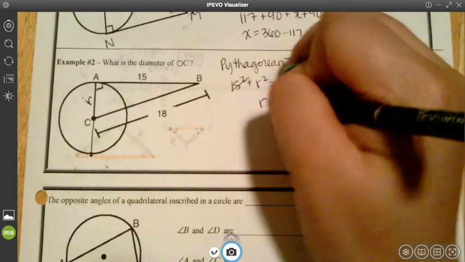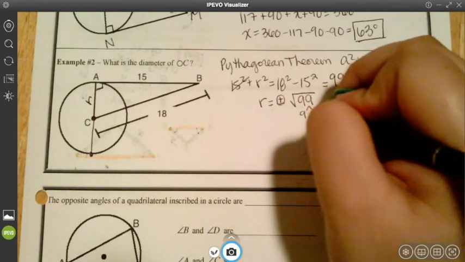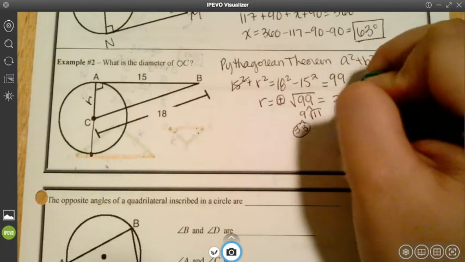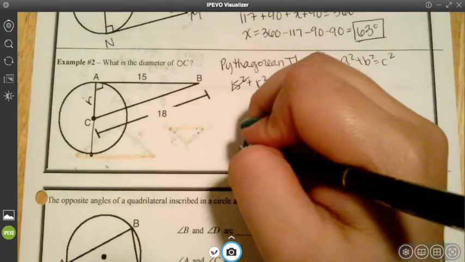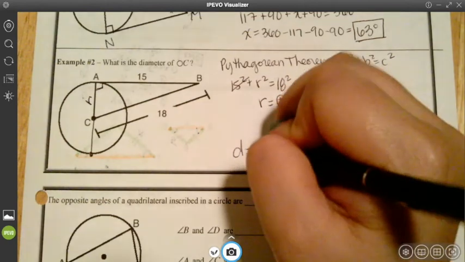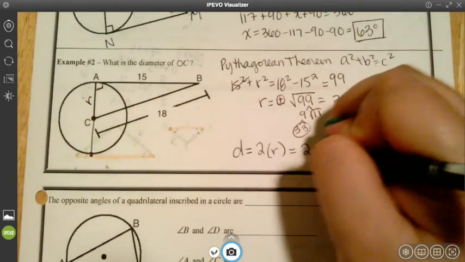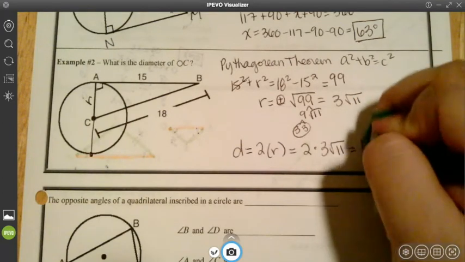It's a distance, so it has to be positive. 99 factors into 9 times 11, and 9 is 3 times 3. So this is 3 times the square root of 11. But again, we didn't want the radius, we want the diameter. Diameter is 2 times the radius. 2 times 3 times the square root of 11 is 6 times the square root of 11.